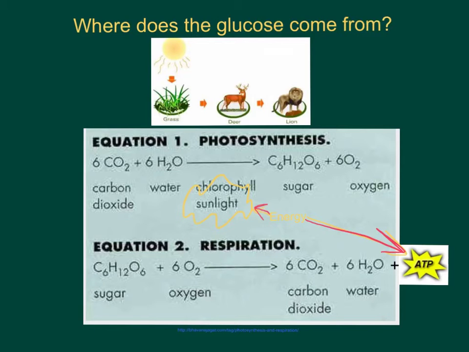But let's go back to these plants. Where do they get their glucose from? Well, they make it in the process of photosynthesis. So in photosynthesis, as we know, plants take in carbon dioxide through the pores in their leaves and water through their roots. The carbon dioxide and the water are basically the raw materials to build glucose.